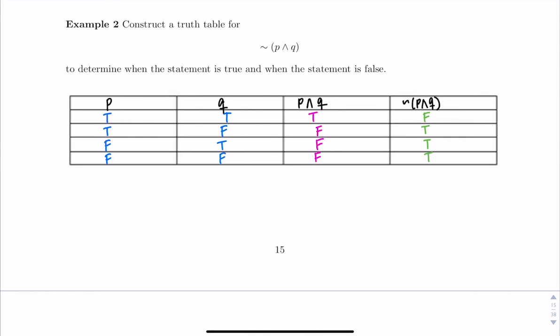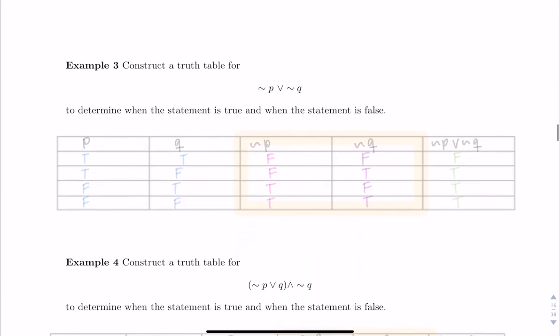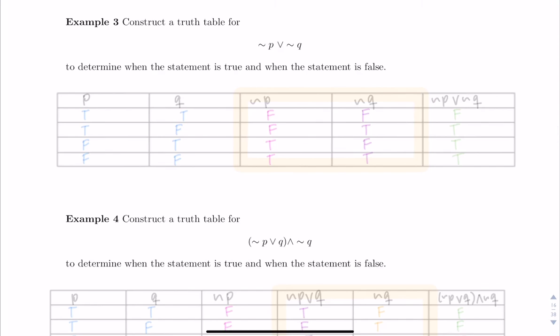And so that's kind of the idea of how these go. You take them piece by piece and look at the truth value so you can find the truth value for the entire statement. So let's go ahead and try this with example number 3. We're going to construct a truth table for not P or not Q.